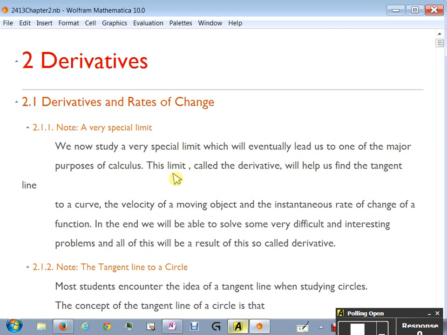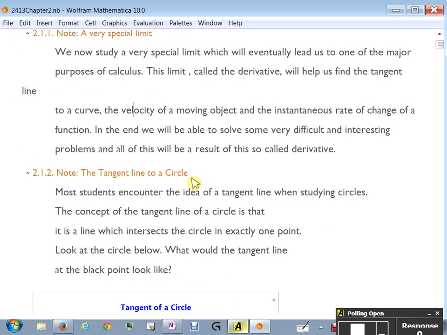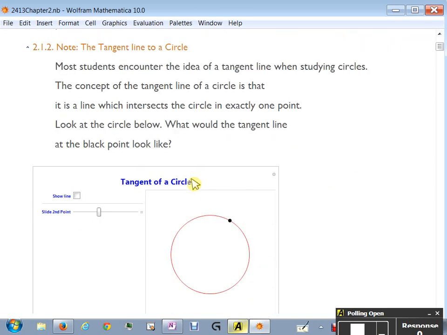So we studied the limit, now it's going to lead us to this thing called the derivative, which is going to help us do some really cool things geometrically and in physical situations. We'll be able to look at velocities of objects. In the end, we're going to be able to solve some very difficult problems that you couldn't do in college algebra with this idea of a derivative. So you just have to stay tuned. But it all starts with the idea of a tangent line.